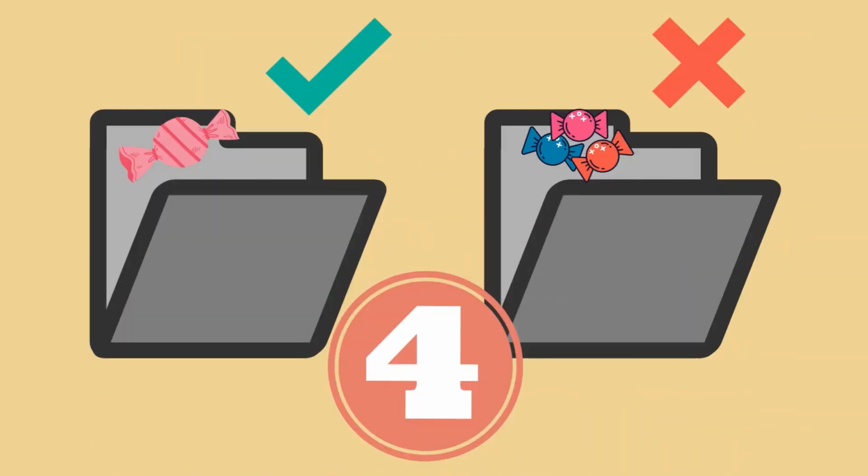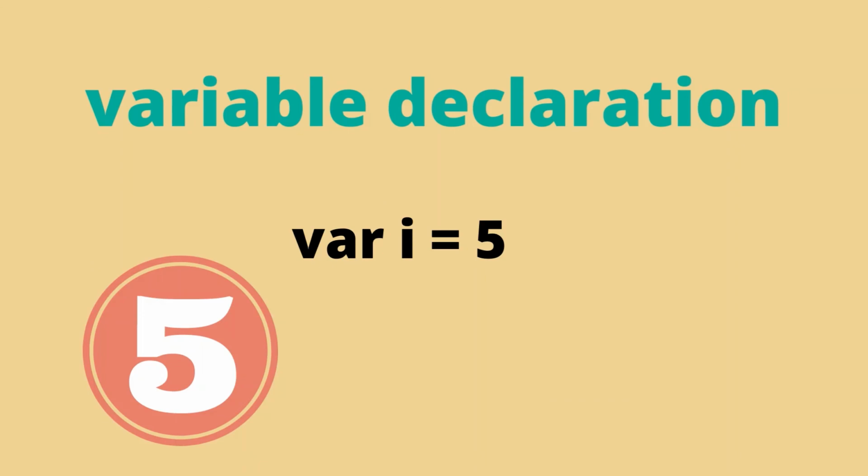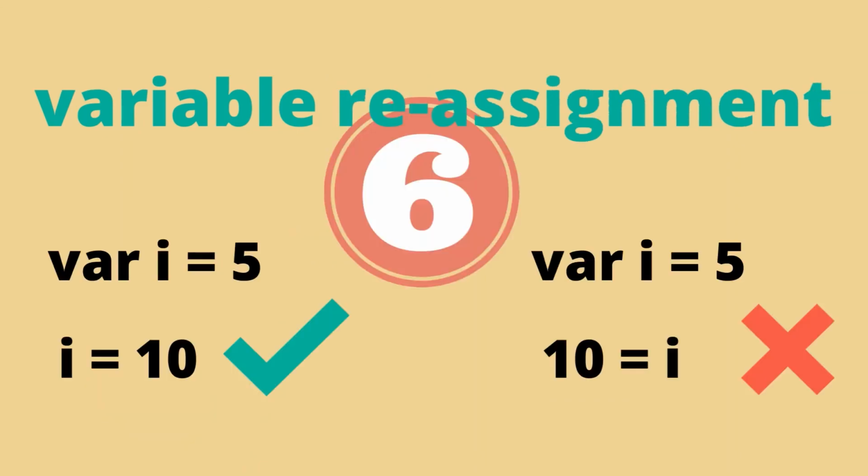A variable can only hold one value at a time, not more than one value. This is how you declare a variable, and this is how you declare and assign together. This is how you reassign a variable value. Vice versa does not work.